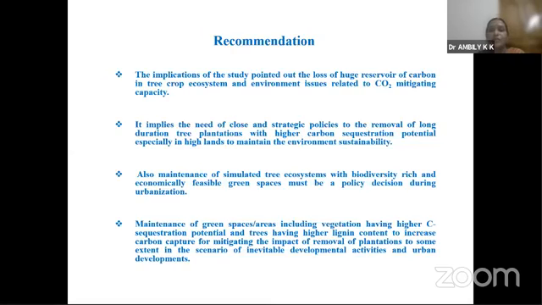That is, the implications of the study pointed out the loss of huge carbon reservoir in the tree crop ecosystem and environmental issues related to CO2 mitigating capacity. It implies the need for close and strategic policies on the removal of long duration tree plantations with higher carbon sequestration potential, especially in highlands, to maintain environmental sustainability. And also the maintenance of simulated tree ecosystems with biodiversity-rich and economically feasible green spaces must be a policy decision during urbanization. And maintenance of green space areas, including vegetation having higher carbon sequestration potential and trees having higher lignin content, to increase carbon capture, mitigating the impact of removal of plantations to some extent in the scenario of inevitable development and urban activities.